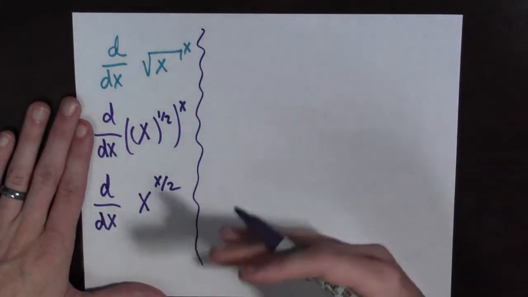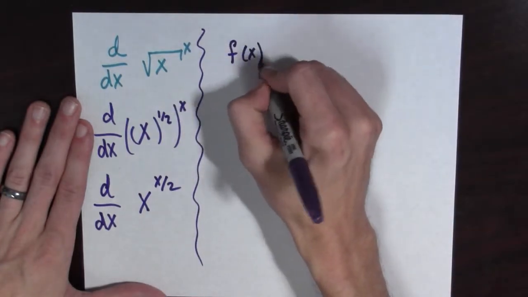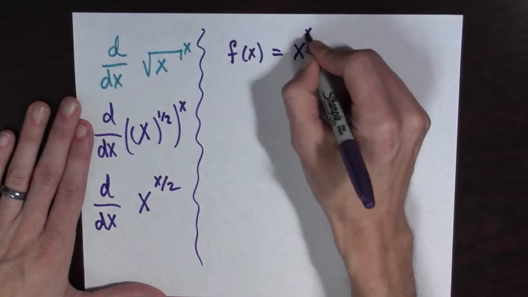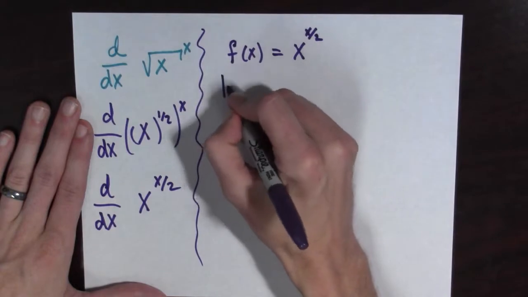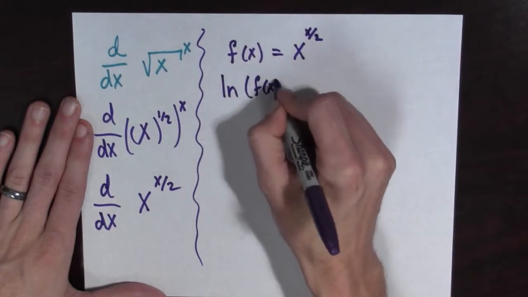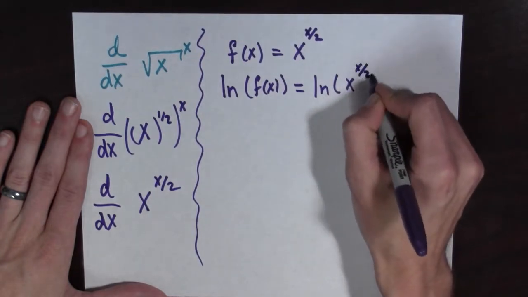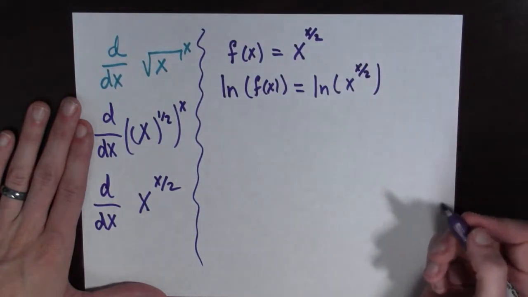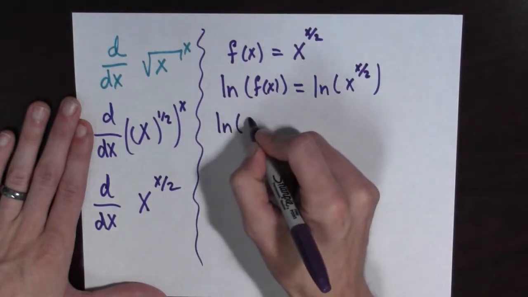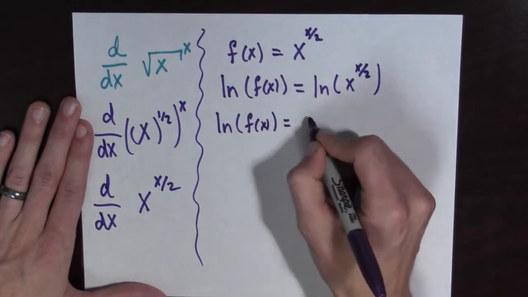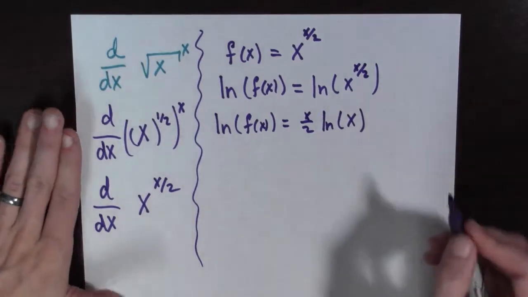Okay, now I'm going to try to use logarithmic differentiation. And the first step will be I'll set f of x equal to x to the x over 2 power. Now I'm going to take the log of both sides. The natural log of f of x is equal to the natural log of x to the x over 2. And now I can use log rules to bring down the exponent. So I have natural log of f of x is equal to x over 2 natural log of x.